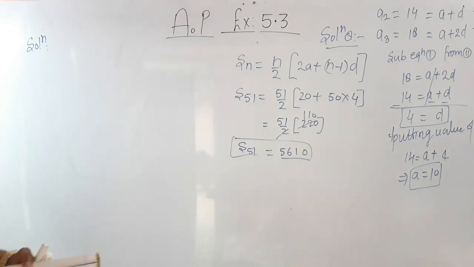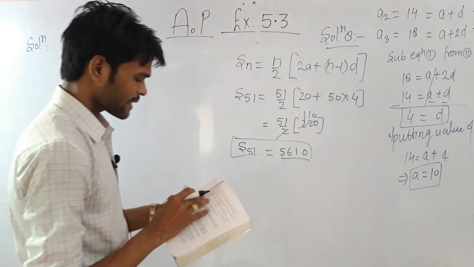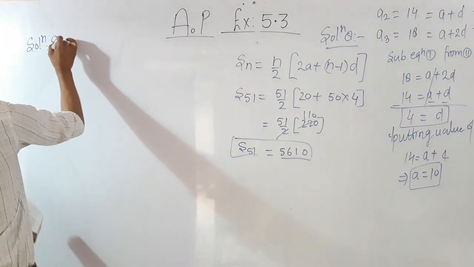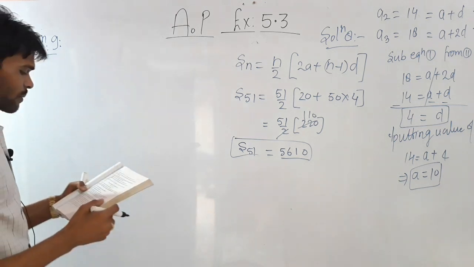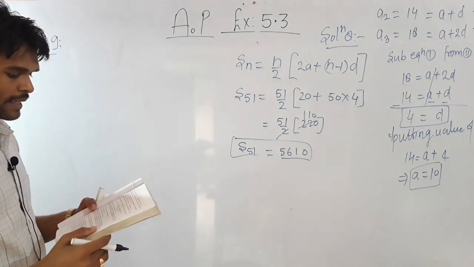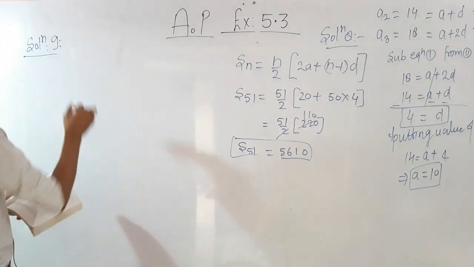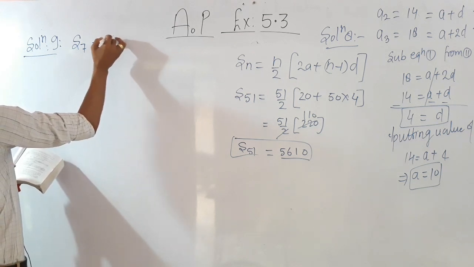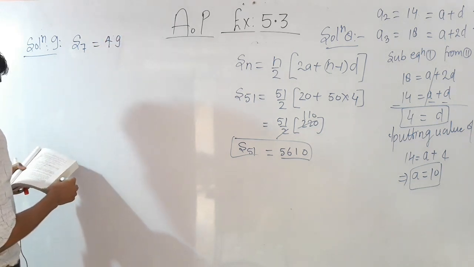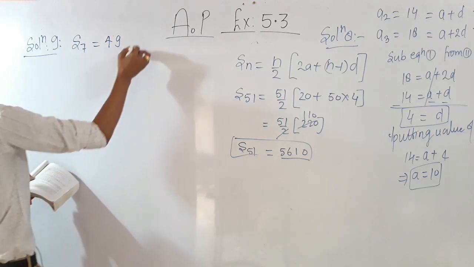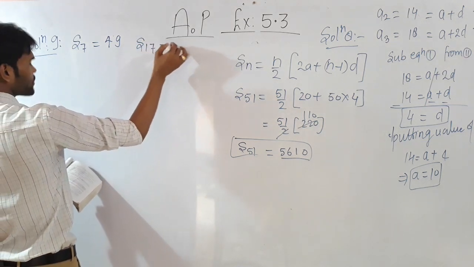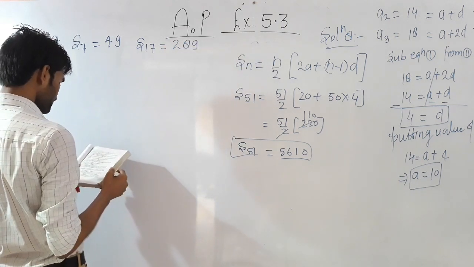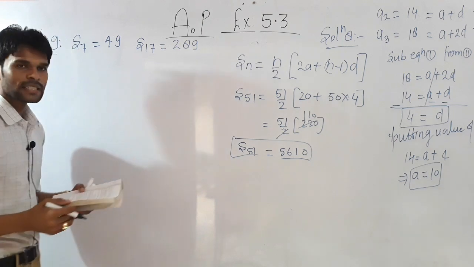Question number 9. Okay, question number 9 says that if the sum of first 7 terms of an AP is 49, इसको आप नोट करते रहिए, मैं यहाँ पे बताऊंगा इस साइड पे. Okay, so S7 you are given, S7 is equals to 49. Is that clear? And that of S17, S17 is equals to 289.